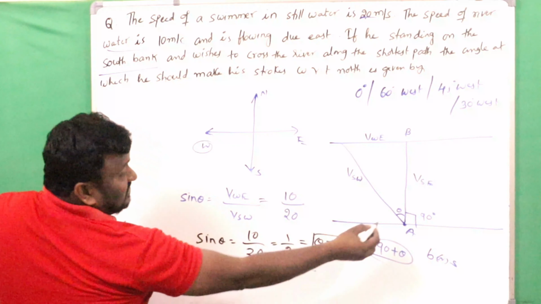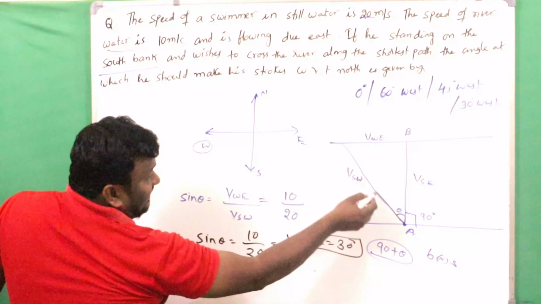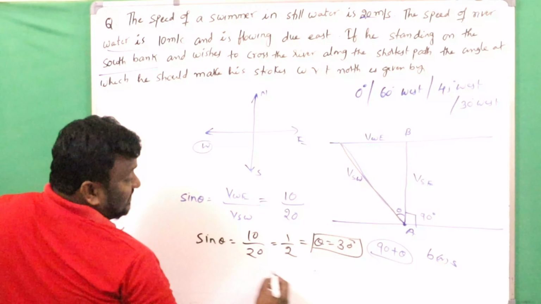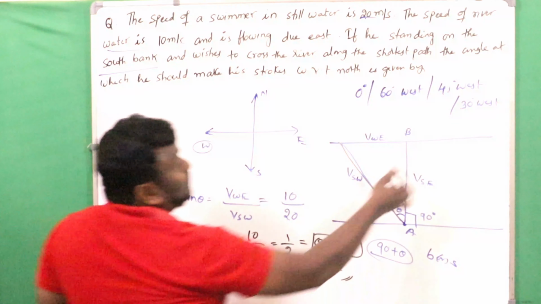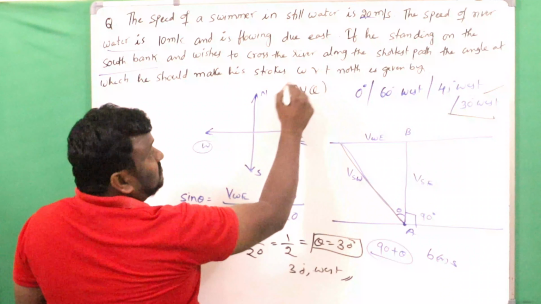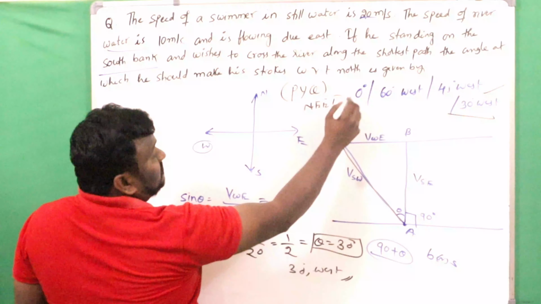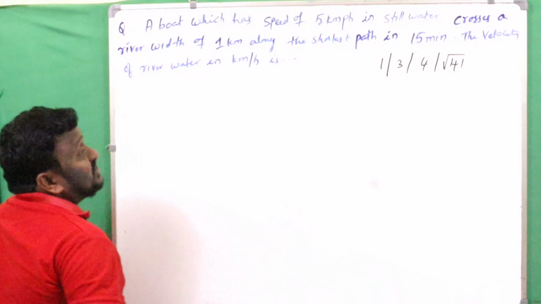That's why the swimmer can make an angle of 30 degrees and move along the west direction. So 30 degrees west is the right option. The fourth one is the right one. So children, this is a previous year question in NEET. Clear? See another problem, also a previous year question.